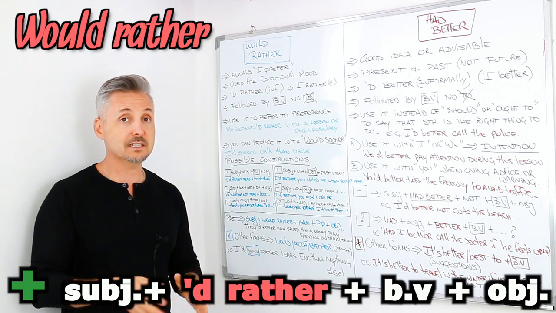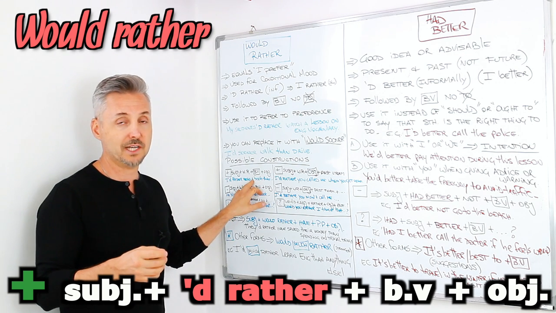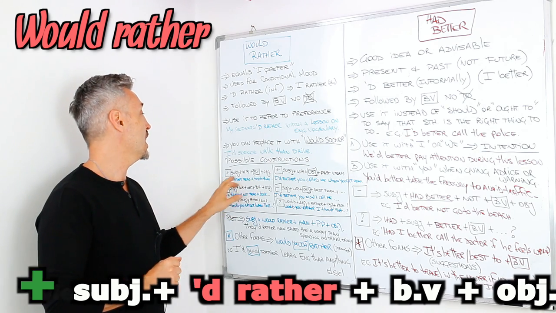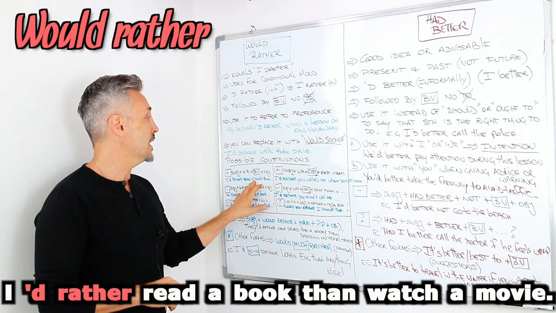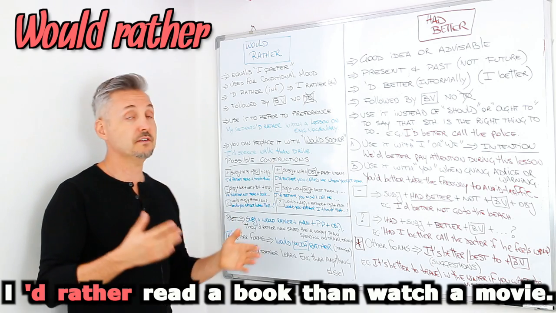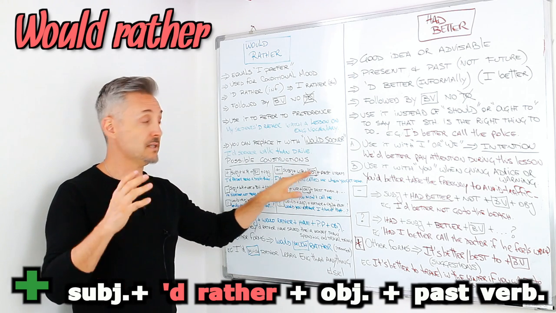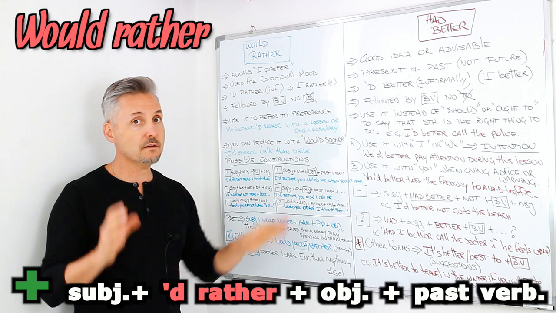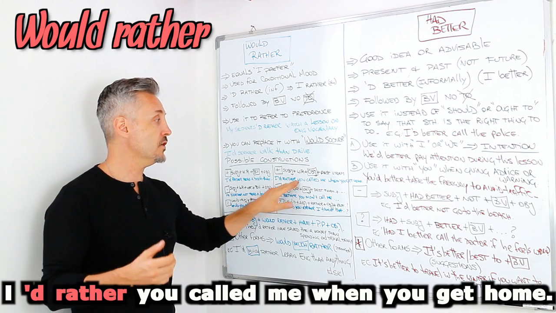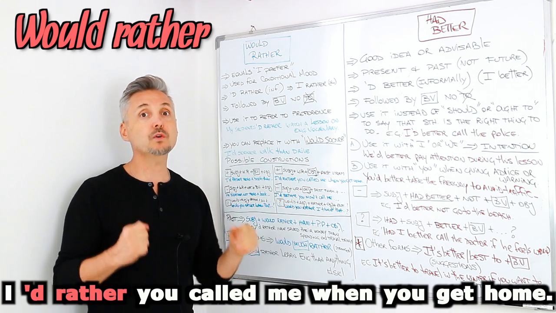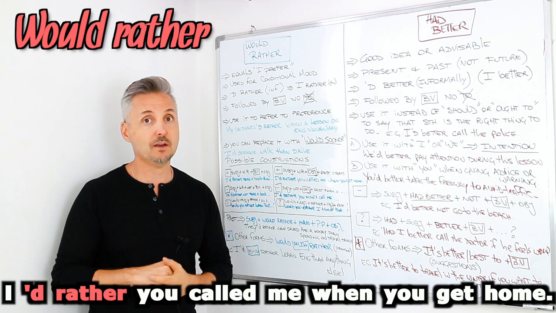So for a positive sentence, you need the subject, then would rather, then the base of the verb, and then the object. An example would be, I'd rather read a book than watch a movie. The other possible positive sentence would be subject plus would rather plus object plus a past verb form. So, I can give you an example. I'd rather you called me when you get home.